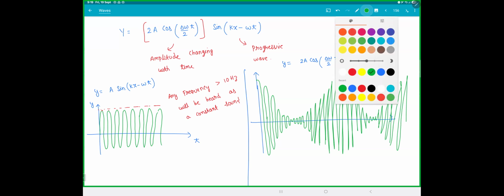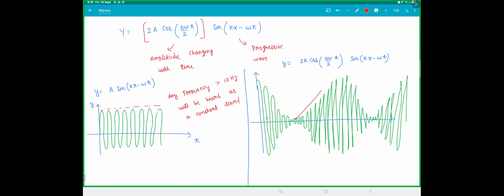So you know how this will sound? If you start from here, you will hear this thing increase and decrease. Because there's a time interval, and there's a huge time gap, you will be able to distinguish this. So this sound you will hear increase and decrease, increase and decrease. So basically this is called one beat.